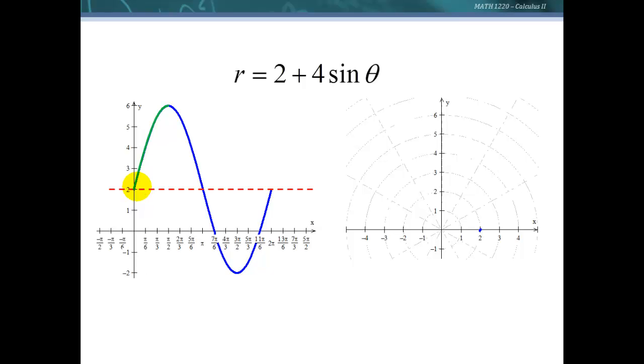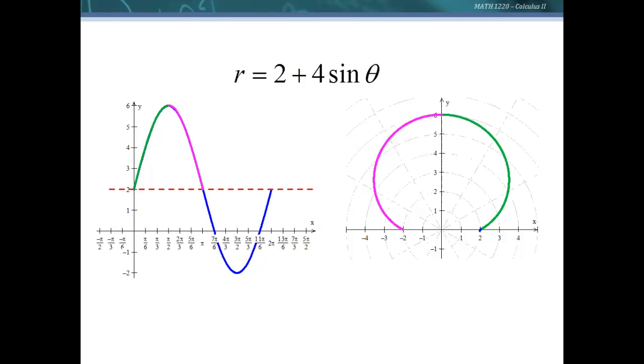Well, as we go from 0 to pi over 2, we see that we increase to 6. So let's go from 0 to pi over 2 and increase to 6. Then we see that from pi over 2 to pi, we would decrease from 6 to 2. So in that next quadrant, we're going to start there at 6 and decrease to 2.